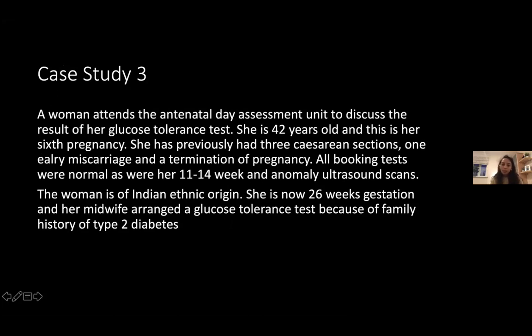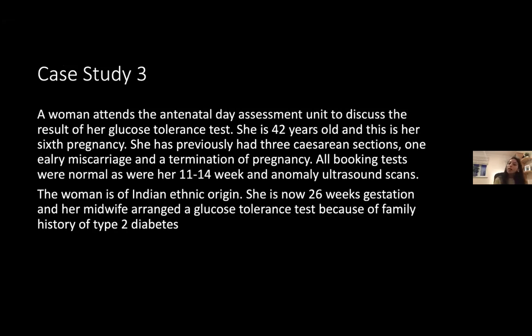Right, so this is the last case study here. A woman attends the antenatal day assessment unit to discuss the results of her glucose tolerance test. She's 42 years old and this is her 6th pregnancy. She's already had 3 previous cesarean sections, 1 early miscarriage and a termination of pregnancy. All booking tests were normal, as were her 11 to 14 weeks and anomaly ultrasound scans.